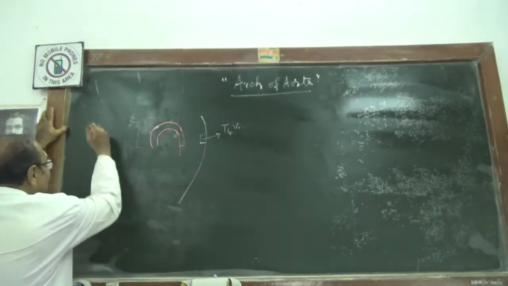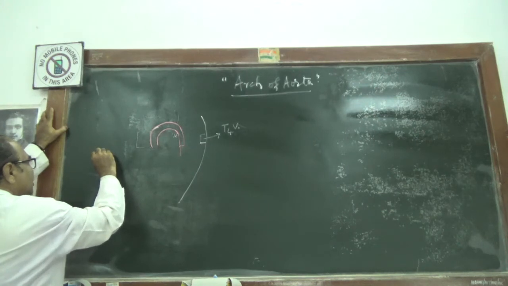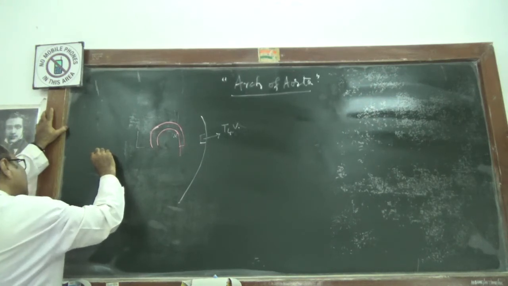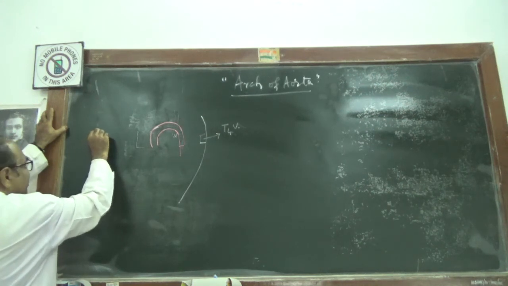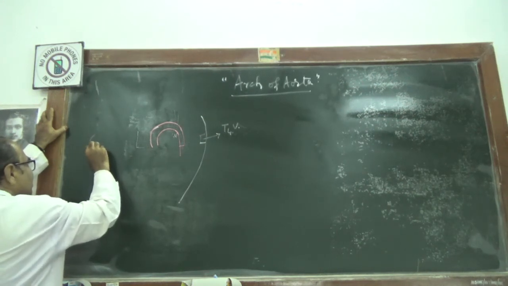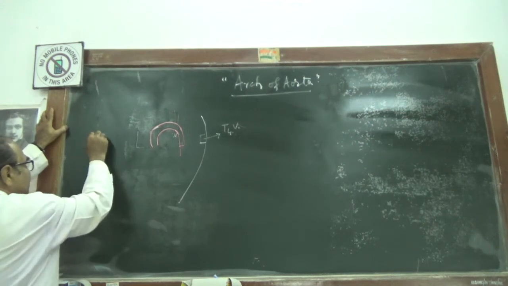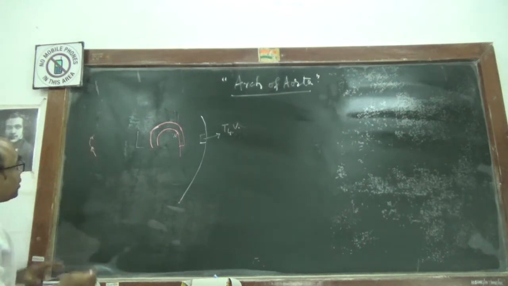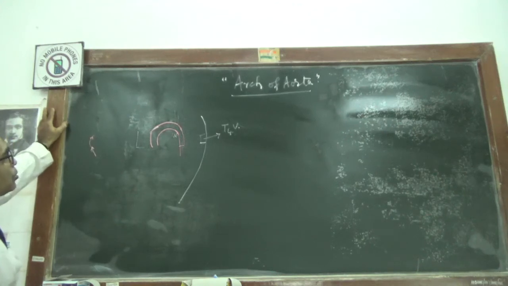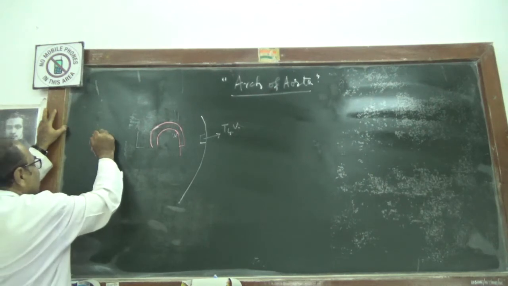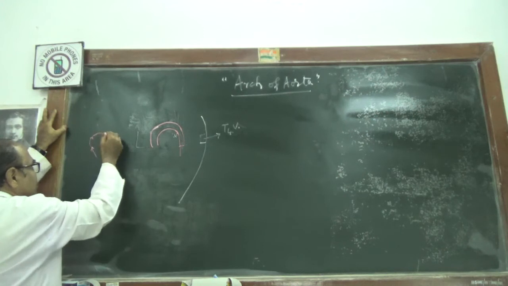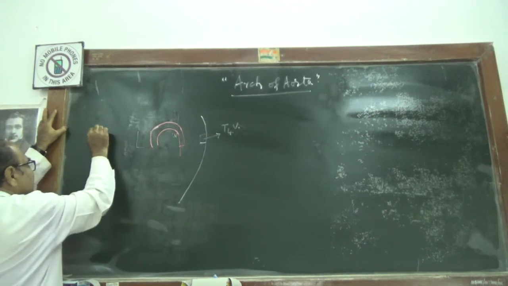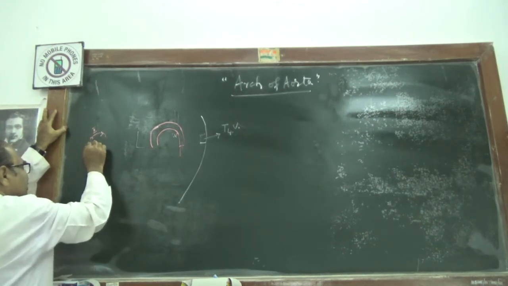Now the course of the arch of aorta: first it will run upwards, then backwards. This is the first course. Then the second part of its course, where the concavity actually forms, it will run straight backwards and then downwards. This is the second course.